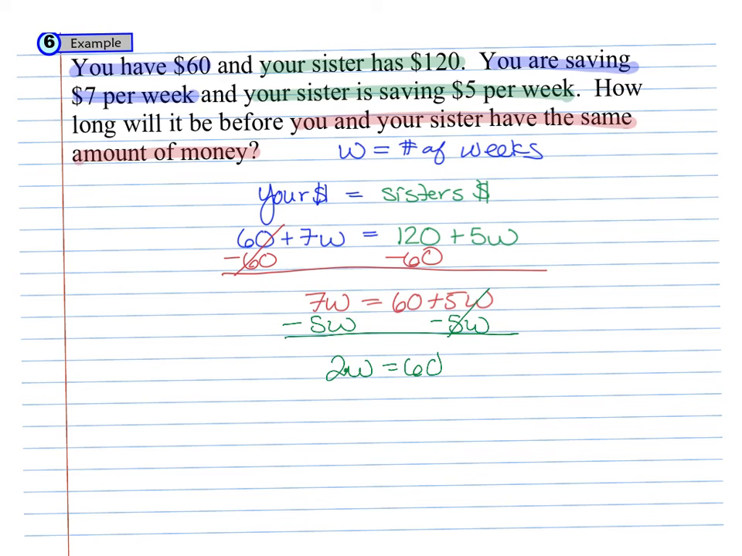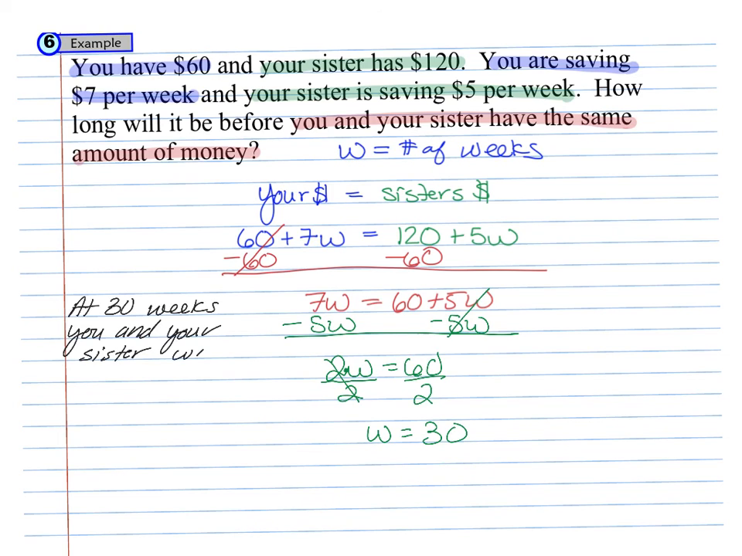This is 2 times W, so the opposite of multiplication is division. So I'm going to divide both sides by 2. And I'm going to get W is equal to 30. 30 what? So 30 weeks. So now we have to make a sentence. At 30 weeks, you and your sister will have the same amount of money. And that's how you end your word problem.